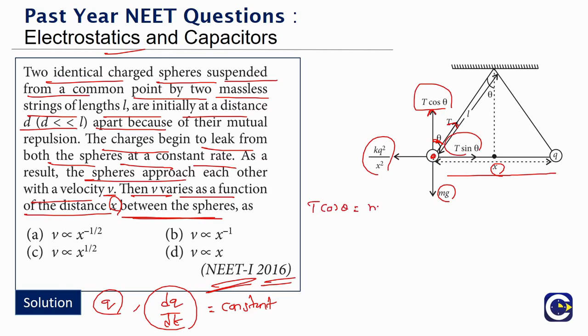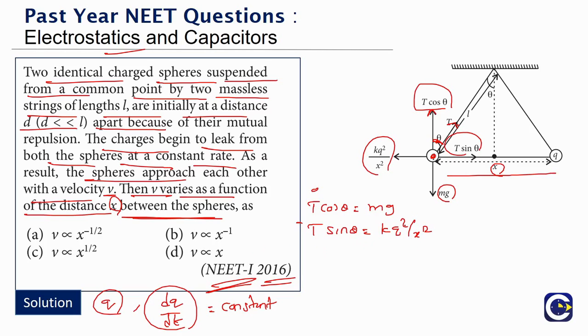T cos theta is equal to mg and T sin theta is equal to what? KQ square by x square. In this, T is an unknown, or rather unwanted quantity. Correct, because the T is a tension force which is a variable.